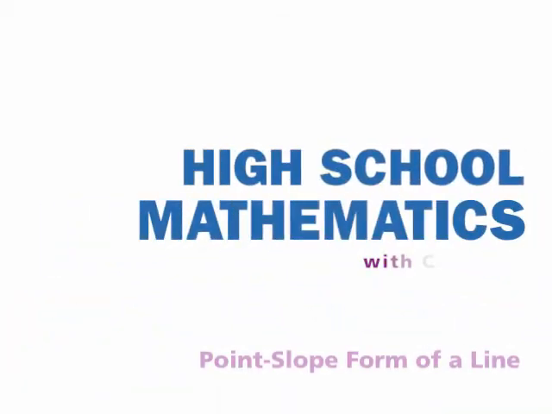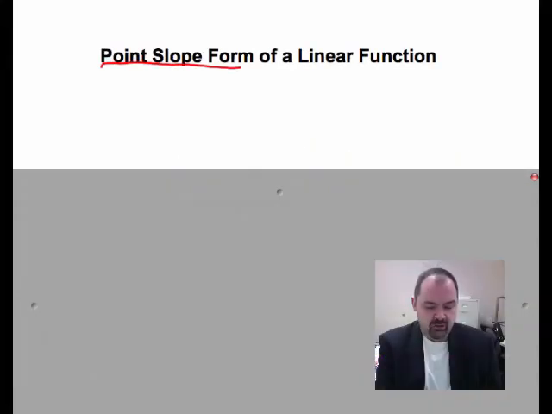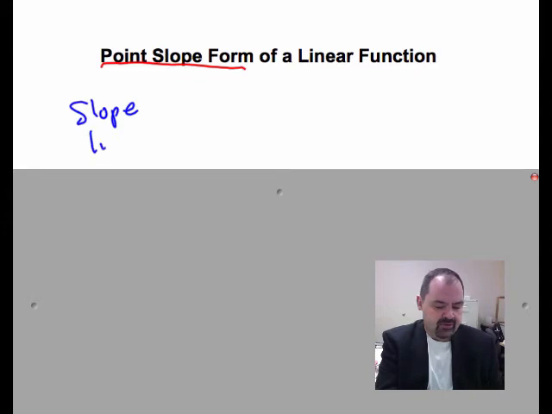So in this video we want to look at another way to calculate the equation of a line called the point-slope form of a line. But before we get to that, I just want to review our first method of determining the equation of a line, and that's called the slope-intercept form, which is y equals mx plus b.